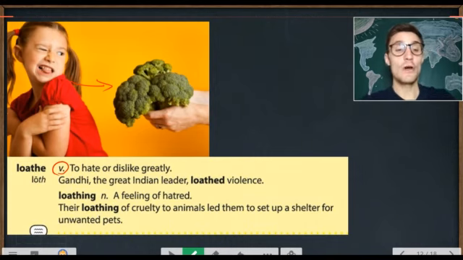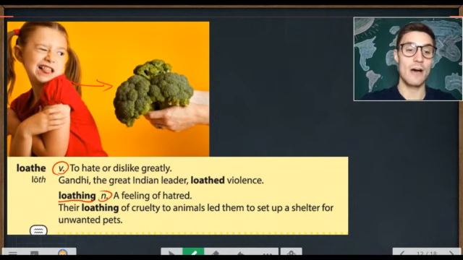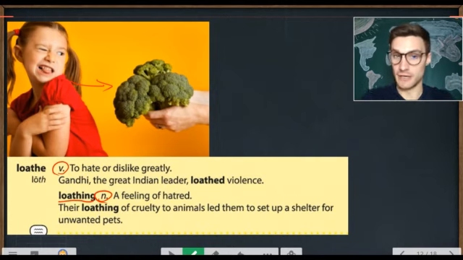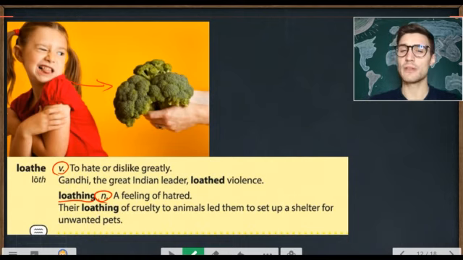Next up, loathing. Loathing is a different form of this word. It has a noun meaning, which is a name for a feeling of hatred. I have a loathing for Brussels sprouts. I have a loathing for cold weather.